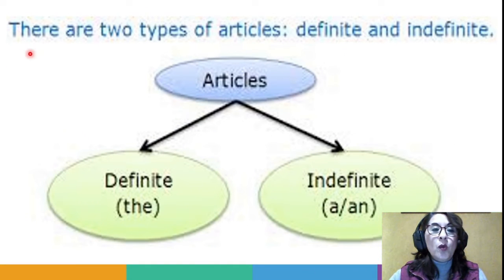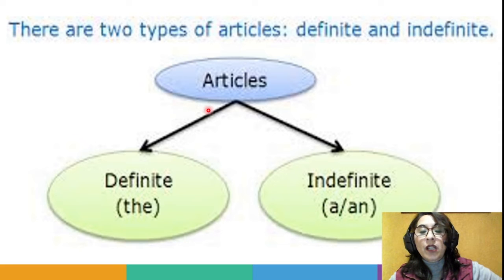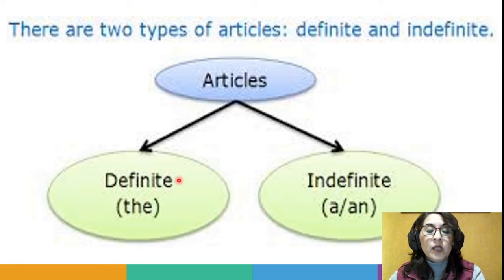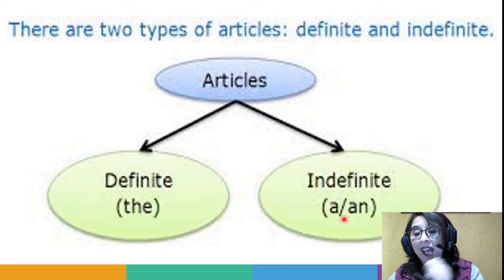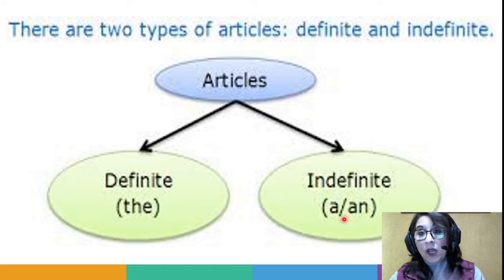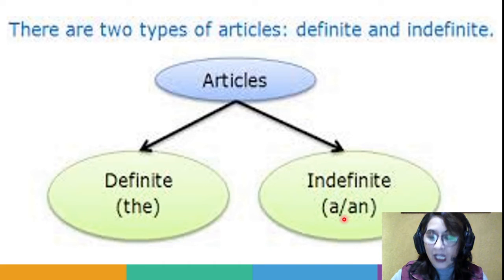But you need to know that we have two types of articles, definite and indefinite. Well, here you have, with this image, the definite article is the, and the indefinite articles are a, an. Remember that a and an have the same meaning, but we are going to check the difference in a minute. I hope that you remember the meaning, and the difference between a and an.